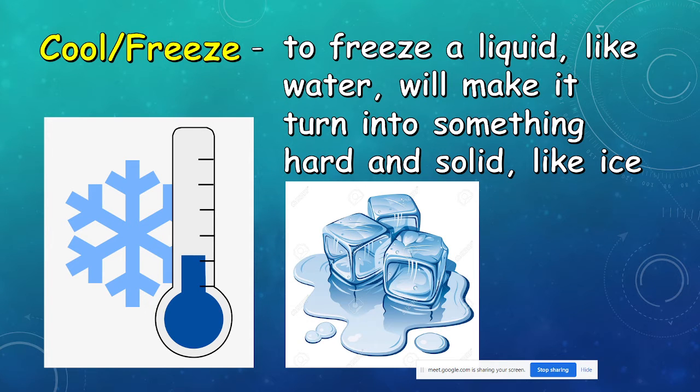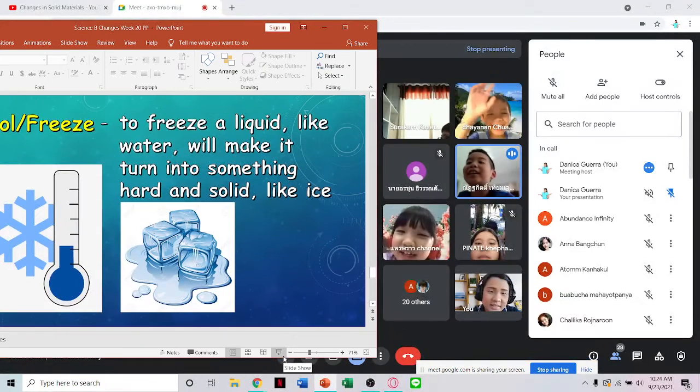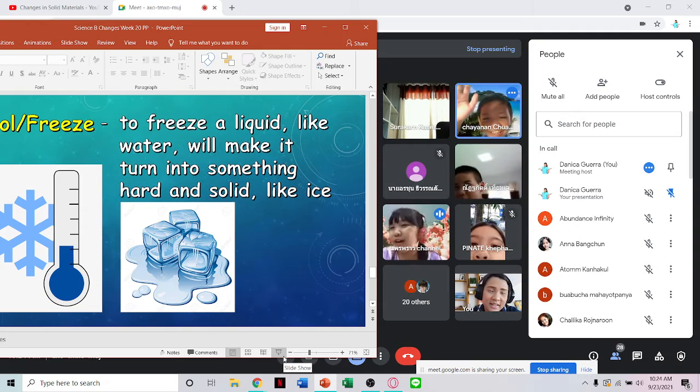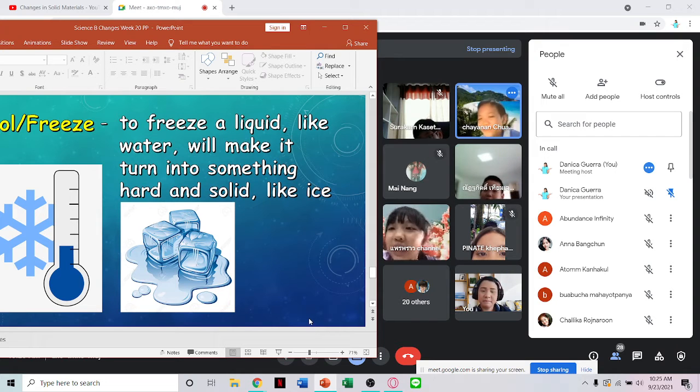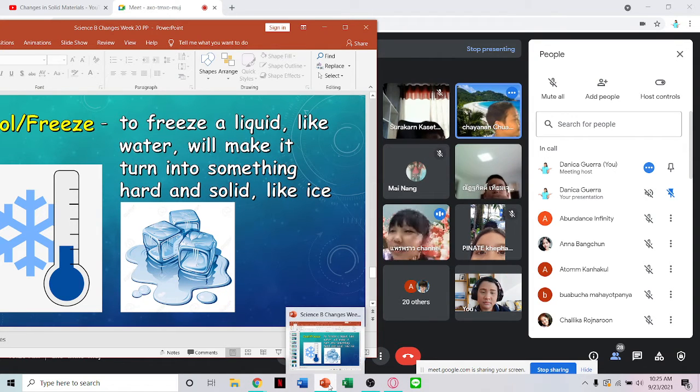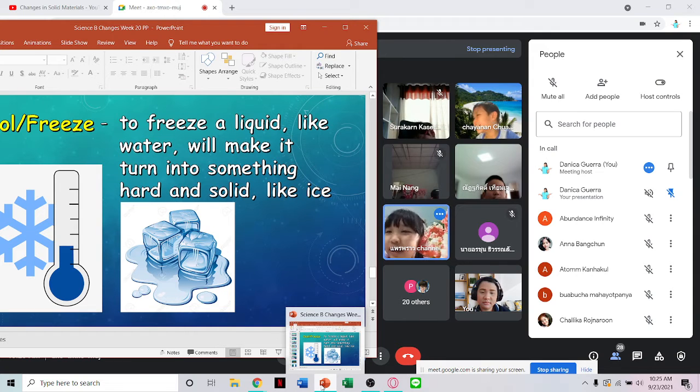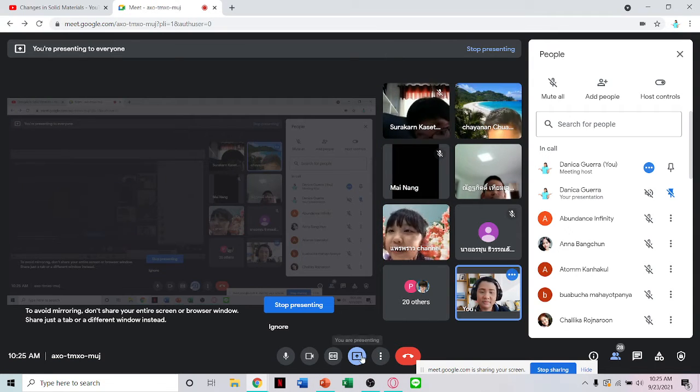Example. Teacher, I cooked the salmon. Yes, salmon. You freeze it in the freezer. Ice cream. Yummy. Yes. What else? You freeze the fruit juice so that it will turn into a popsicle or an ice cream, right? Okay. Yes.